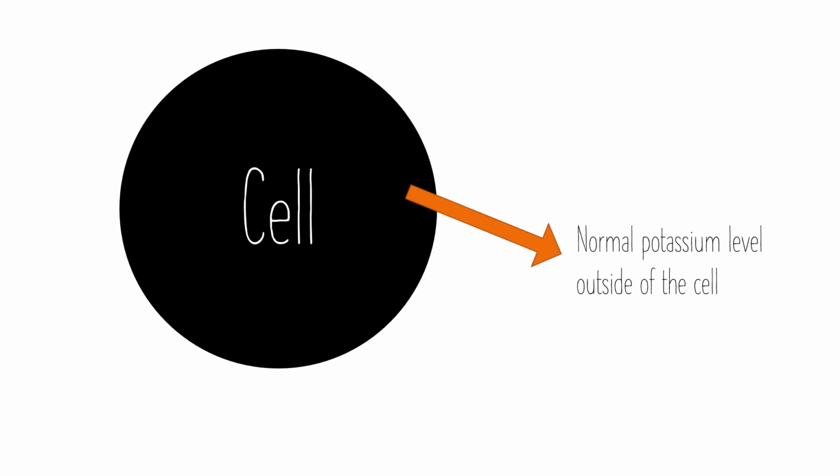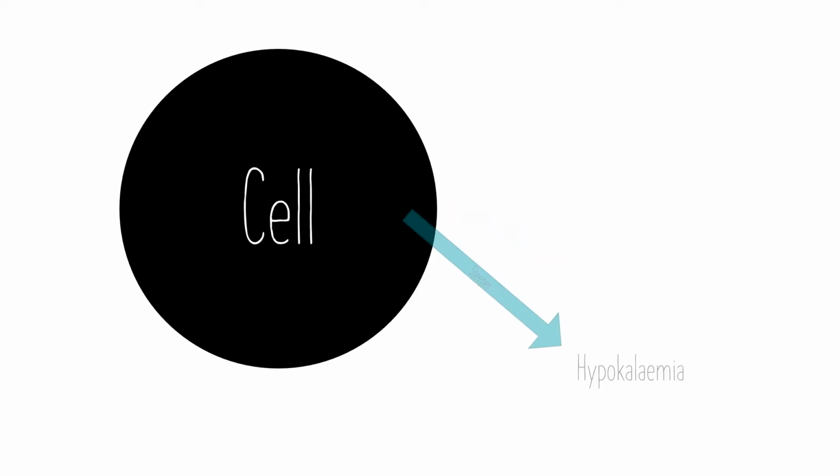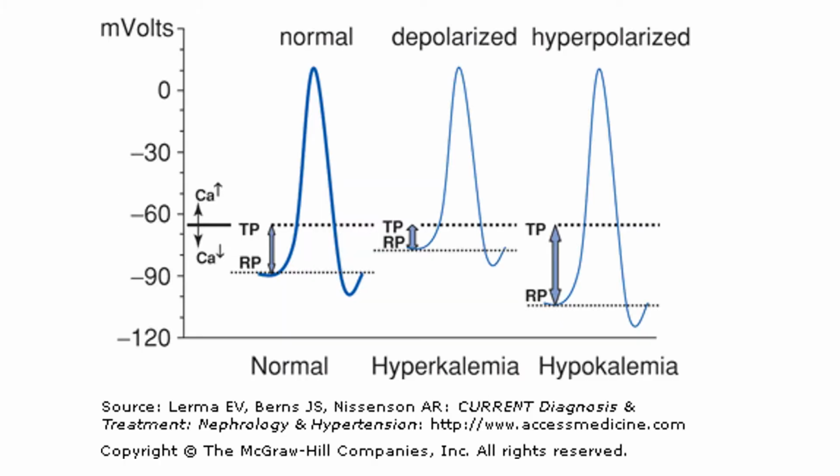There is already very little potassium to begin with outside of the cell. So if you reduce that even more, the concentration gradient is even steeper, so the potassium is more likely to move out of the cell. This means that the cell is even more hyperpolarized than in hyperkalemia, and it would take an even greater stimulus to reach the threshold for another action potential to be generated.